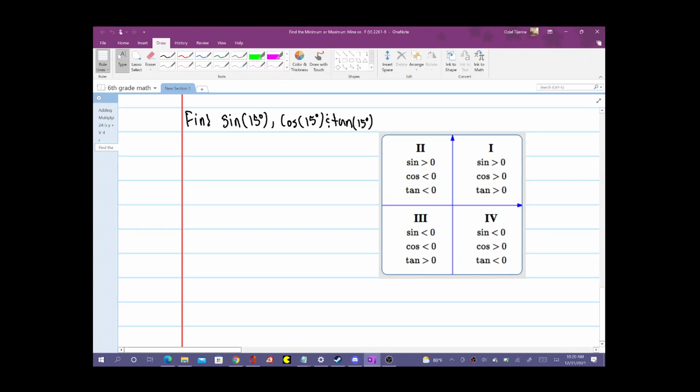Okay, so hi guys. I'm going to make a really quick video on how to do half-angle identities. Basically, we want to find the sine of 15 degrees, the cosine of 15 degrees, and the tan of 15 degrees using half-angle identities. So I'm going to write down the half-angle identities.